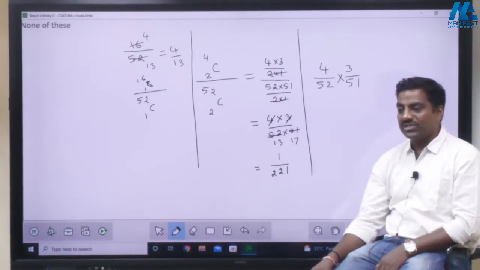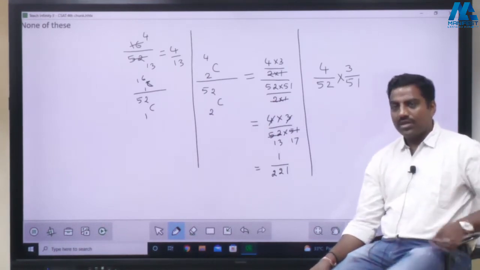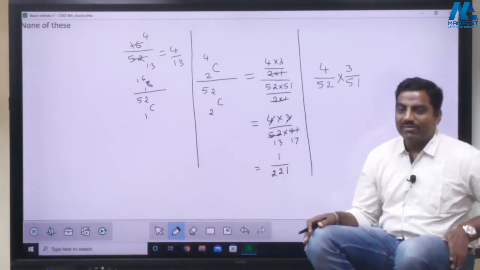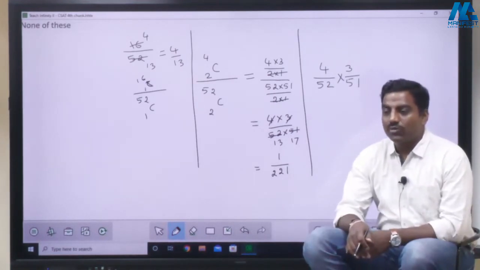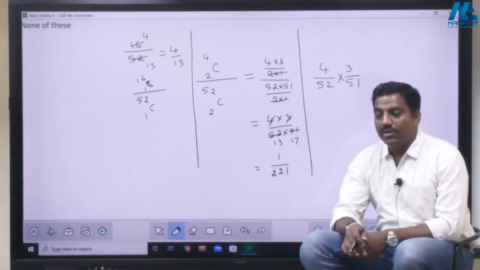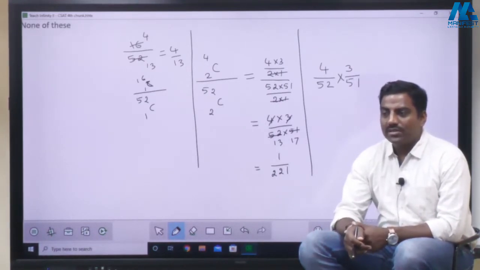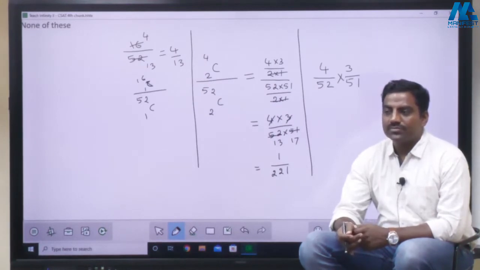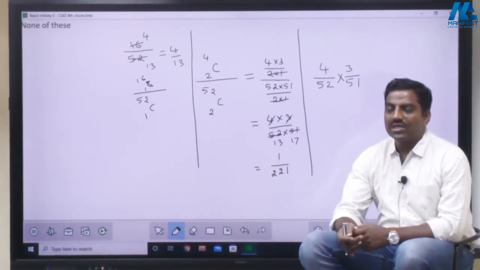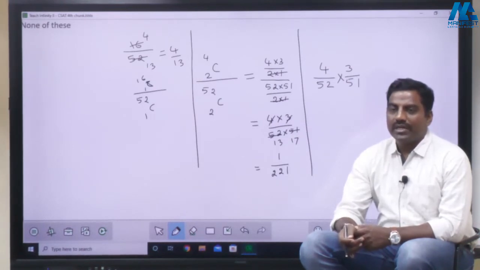Similarly, take the same question. Instead of king, you put diamonds. Same question, what I have made you write, no? Same question, but make it 2 diamonds. 2 cards are drawn. What is the probability of getting 2 diamonds?